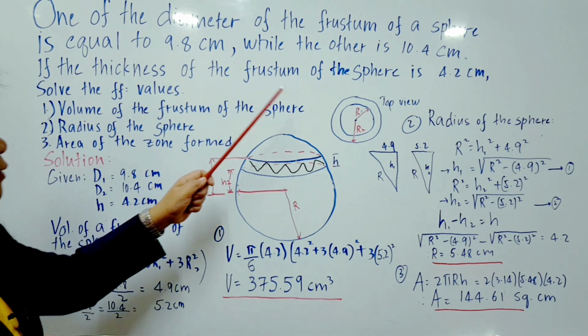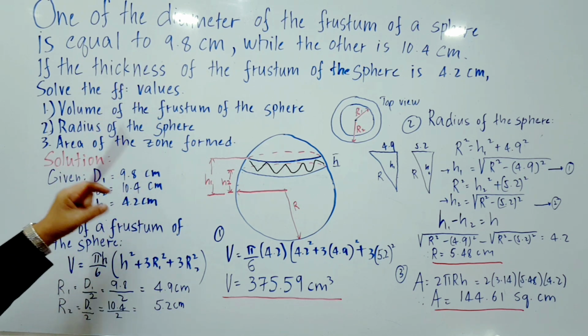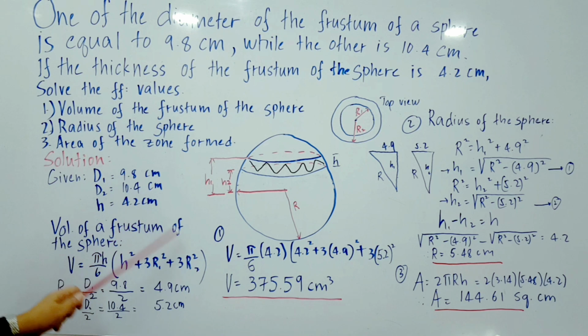Now, what is given here? The diameter, we designate the smaller one as D1, which is 9.8, and D2, which is 10.4, the larger one. And the thickness of the frustum of the sphere is 4.2.